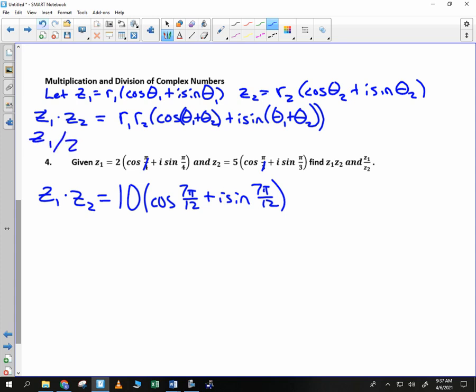Z sub 1 divided by Z sub 2. Anybody want to guess? What do you think I do with the r values? Hey, look at that. r sub 1 divided by r sub 2. What do you think I do with the theta values? Theta sub 1 minus theta sub 2.